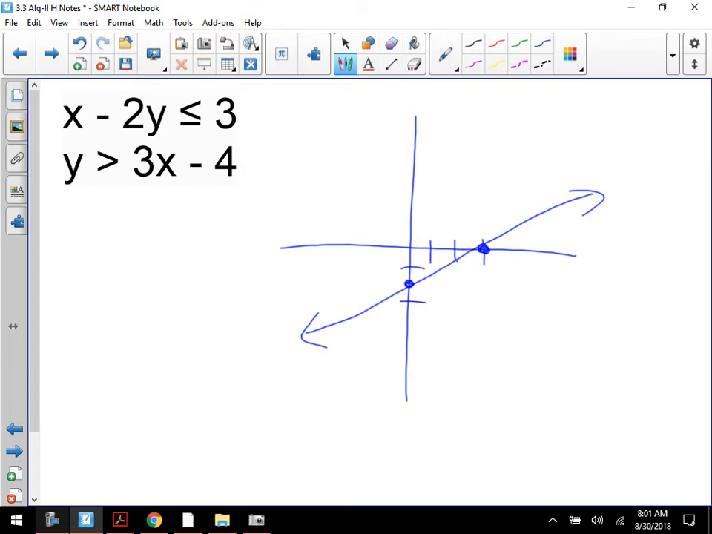Did it go through the origin? No. What is 0 minus 0? A big whopping 0. You are correct. So, cover the truth. Shade towards the origin. Okay? Not bad. Go to the next one. If you have a pen or a different color, change it out. If not, no big deal.